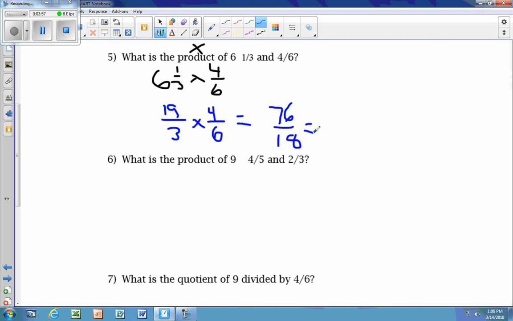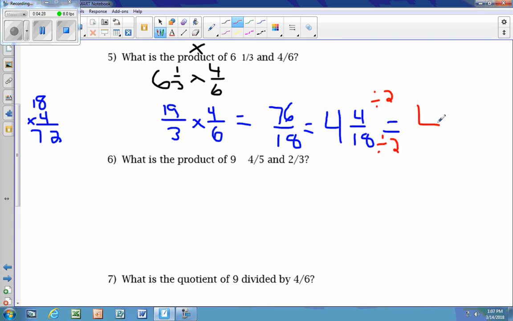It's an improper fraction. So I have to see how many times 18 can go into 76. If I'm not sure, I come over on the side and I can do some work over here to try to figure it out. I can take a guess and say maybe it's 18 times 4, which would be 72. That's pretty close. So we're going to say 4 and 4/18. But I also have to simplify that. So we're going to divide both of these by 2, and we're going to bring over our whole number, and we have 4 and 2/9.